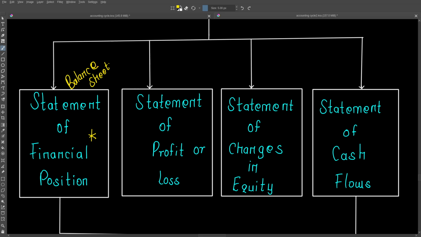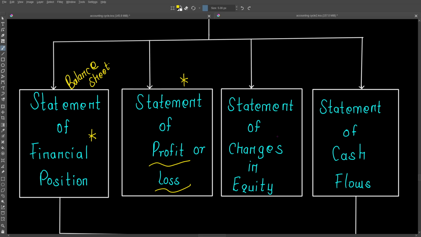Then the statement of profit or loss, and other comprehensive income if there is any other comprehensive income in the business. This one shows the revenue that has been earned during the period and the expenses that have been incurred. Once we less the expenses from the revenue, we are able to see if a business made a profit or loss.